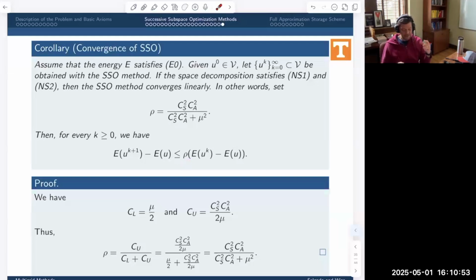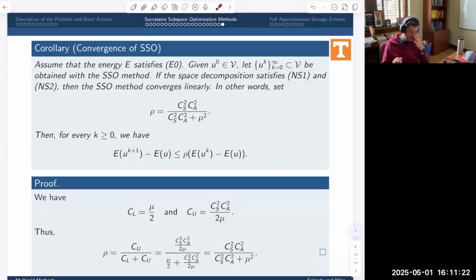Once we have this convergence rate in the energy, we have this energy contraction, then we can prove that we also have a contraction in norm. So we discussed how that works as well. All right, so this is the SSO method. There are pluses to this method, and there are downsides to this method, which we want to discuss shortly.